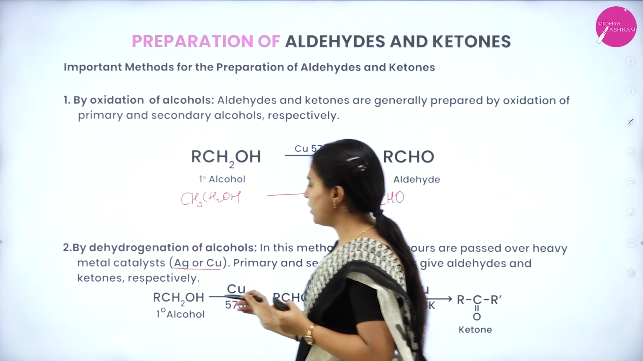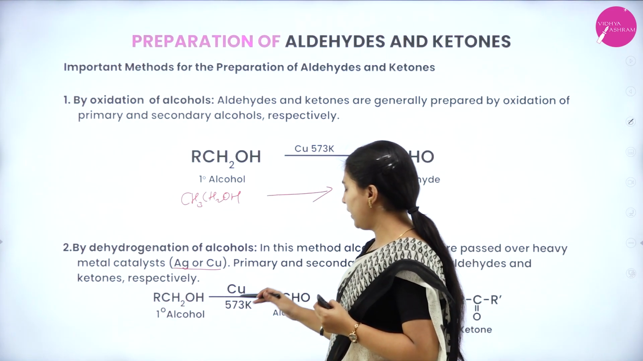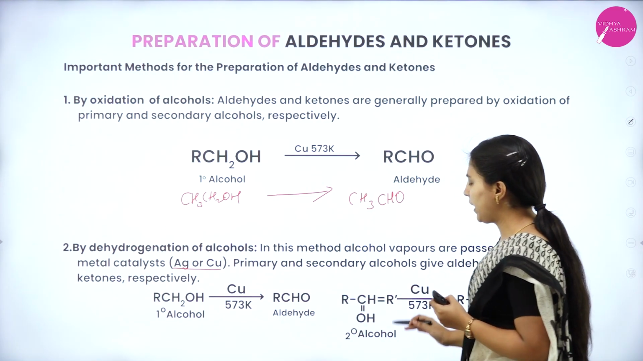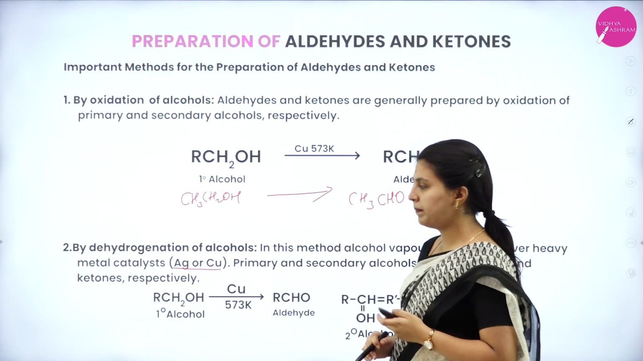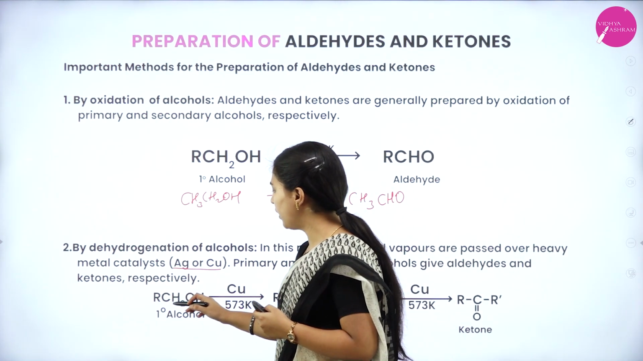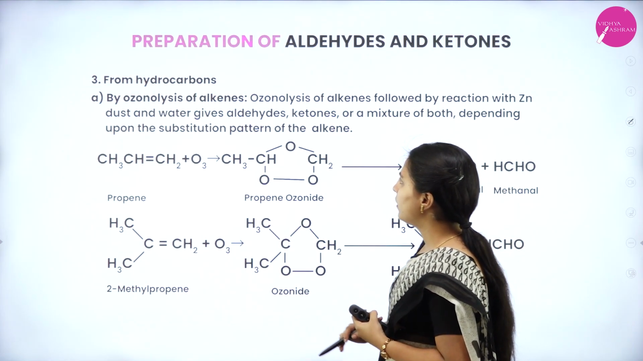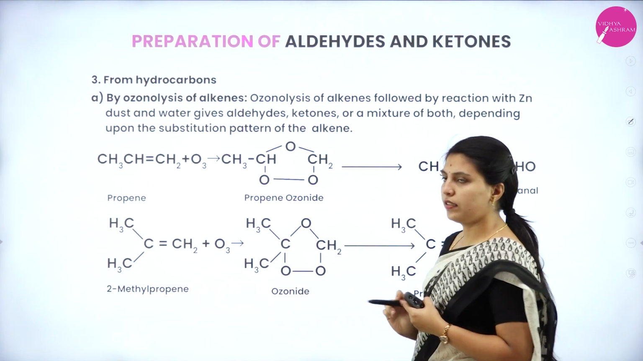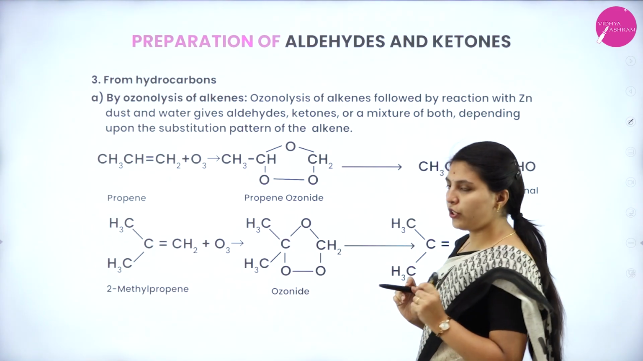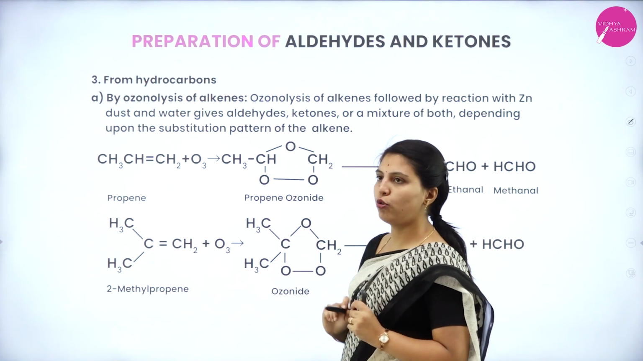When primary alcohol is treated with a catalyst like copper or silver, it will form an aldehyde. If secondary alcohol is treated with the catalyst, it will form a ketone. Okay. Here hydrogen will be removed. Next, from hydrocarbons also, that is by ozonolysis of alkenes. Ozonolysis means addition of an ozone molecule. And here for alkenes we are doing the ozonolysis.